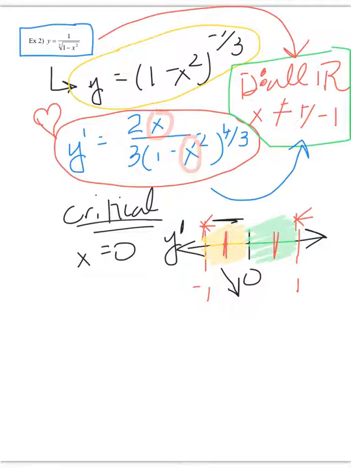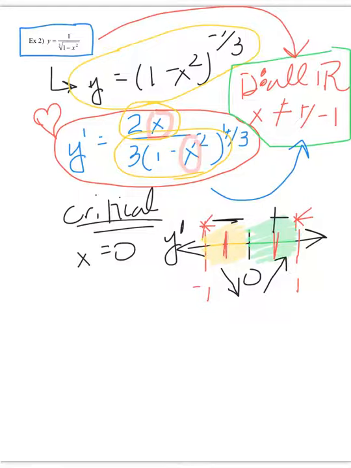And then I'm going to check again at +1/2. So my numerator ends up being a positive value. And my denominator, squaring a positive like 1/2, I get a quarter. 1 minus a quarter is positive. Raising that to the 4/3 power is still positive. Multiplying by 3 is still positive. So on this interval, my derivative is positive. That means that my function must be increasing.